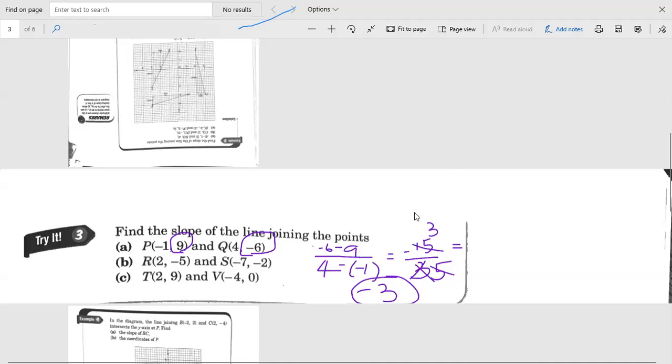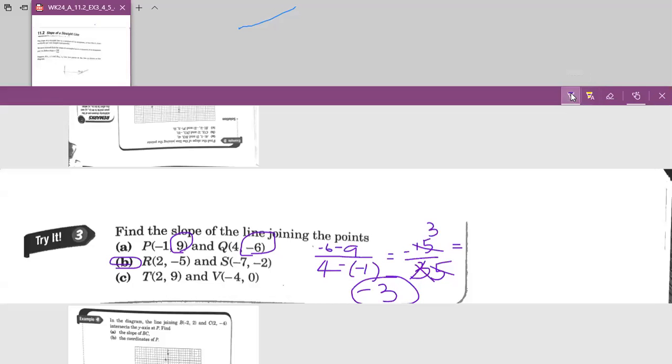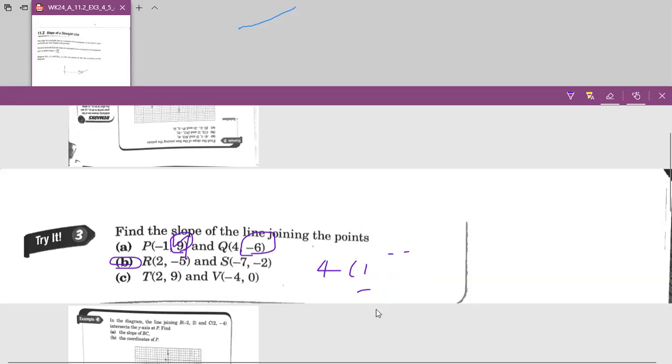All right. Okay, so that's all. Try question B. Same thing. You want to plug in the formula. And let me erase this. If you have the answer for the slope of RS, please type it on the group chat for me, please. Thank you.